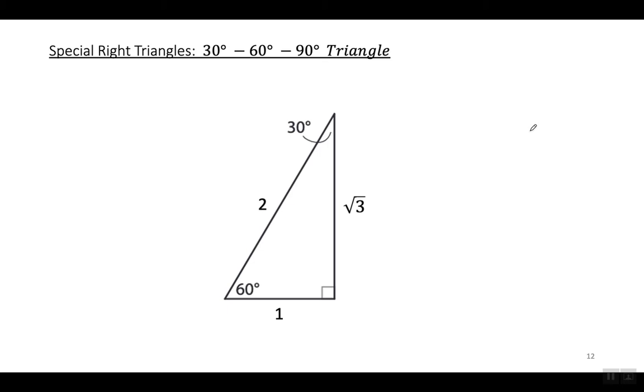Now let's look at the 30, 60, 90 triangle. It's the same concept, but this is the relationship between the sides.